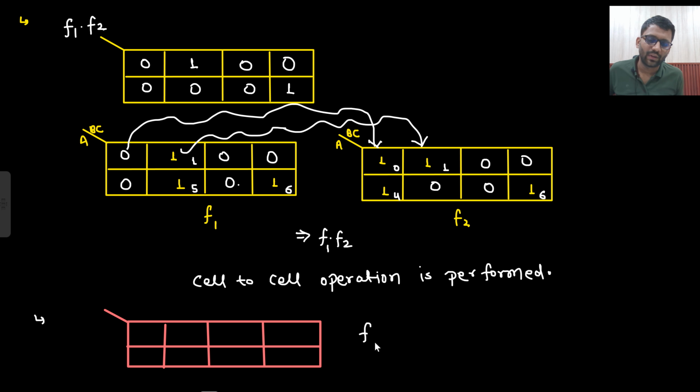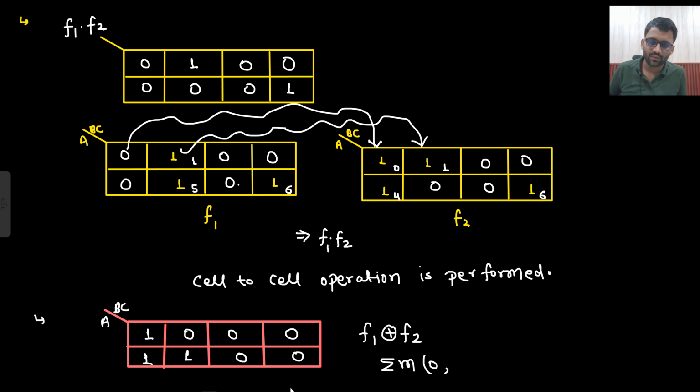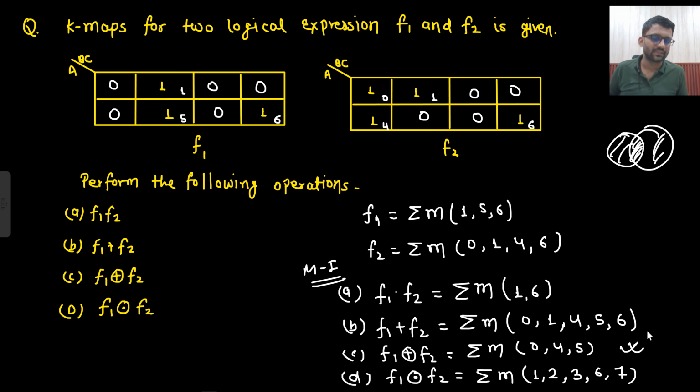So if I am doing f1 XOR f2, then simply 0 XOR 1, 1. 1 XOR 1, 0. 0 XOR 0, 0. 0 XOR 0, 0. 0 XOR 1, 1. 1 XOR 0, 1. 0 XOR 0, 0. 1 XOR 0, 0. So what are we getting? Summation m of 0, 4, 5, this was your A, B, C. Were we getting the same answer? Yes, we were getting the same answer.